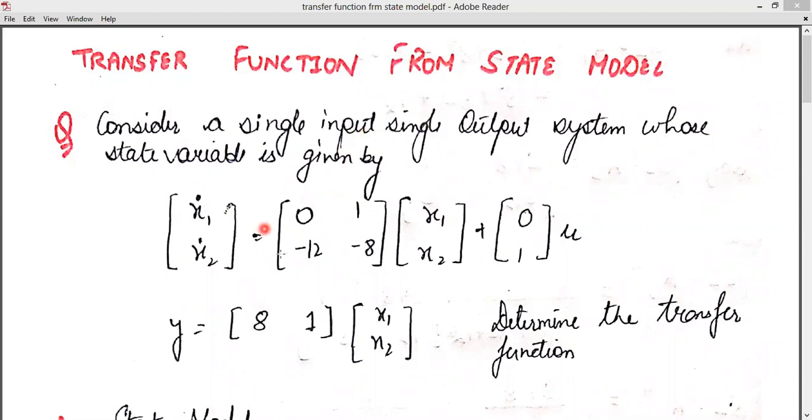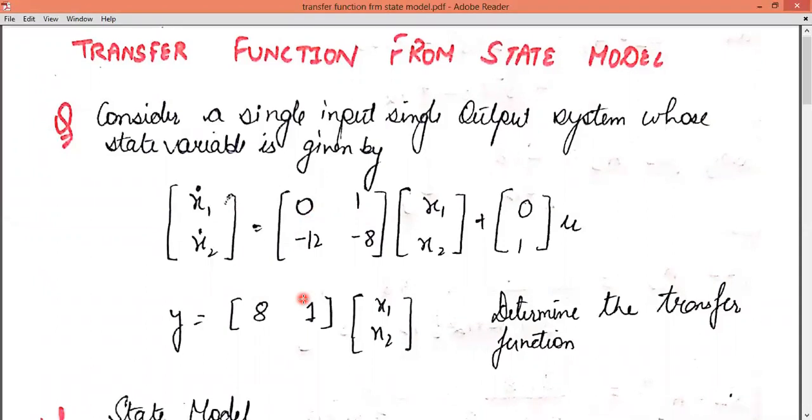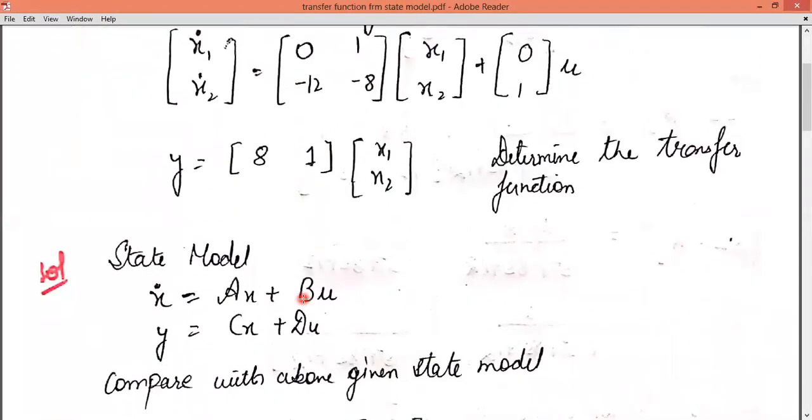As given in the question, these are two equations, the state equation and the output equation. We need to convert these equations into the transfer function. So let's see how to calculate it. First, we know these are the general equations of the state model: x dot equals Ax plus Bu, y equals Cx plus Du.